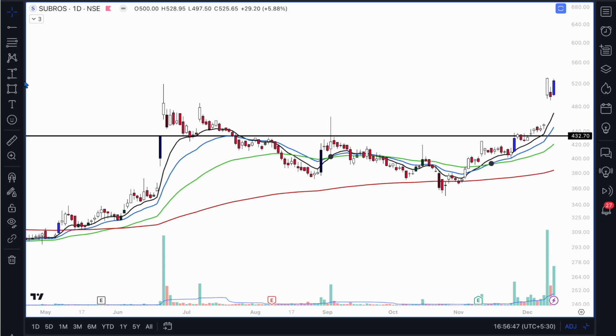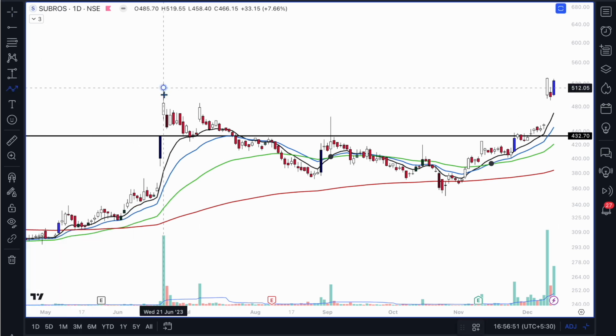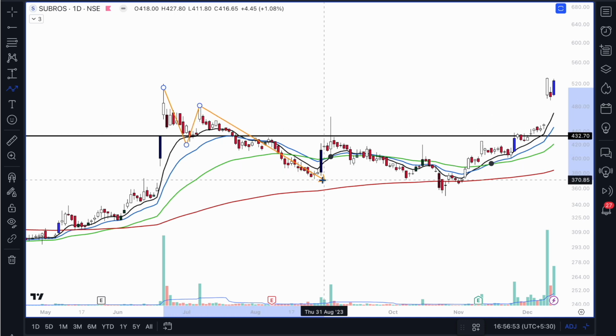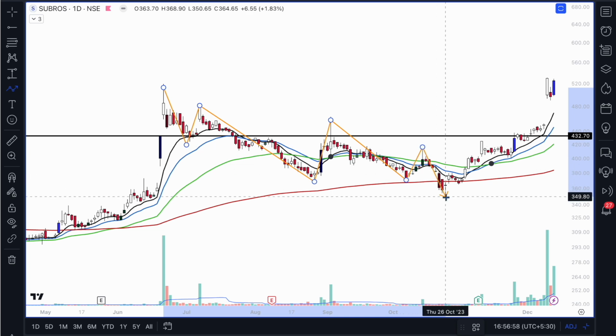Okay. Then I'll mark a few things. That is the higher highs and higher lows. Let's start from here. This is how basically the stock moved, making lower highs and lower lows. And here what happened is this.